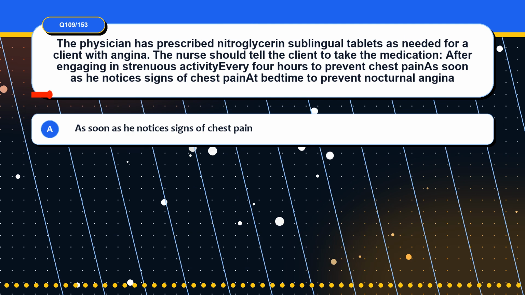Question 109. The physician has prescribed nitroglycerin sublingual tablets as needed for a client with angina. The nurse should tell the client to take the medication after engaging in strenuous activity, every 4 hours to prevent chest pain, as soon as he notices signs of chest pain, at bedtime to prevent nocturnal angina. Here are the options. Option A. As soon as he notices signs of chest pain.